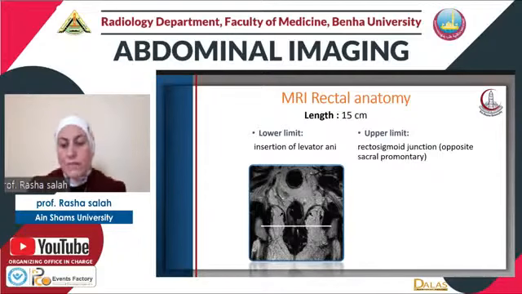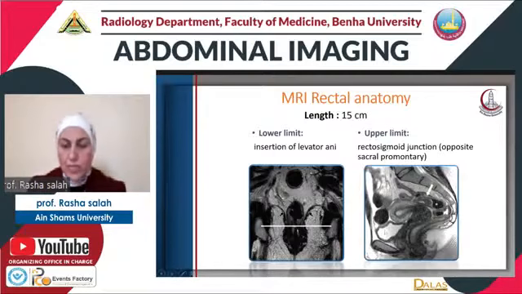The upper limit of the rectum is at the rectosigmoid junction, and it is mostly opposite the sacral promontory. We can identify the upper portion of the rectum opposite the sacral promontory over here, or the S1 vertebra. This is the upper limit of the rectum and the start of the rectosigmoid colon. It is very important to highlight the segmentation of the rectum, to identify its upper and lower limit, to identify the exact location of the tumor later on, as we are going to discuss.